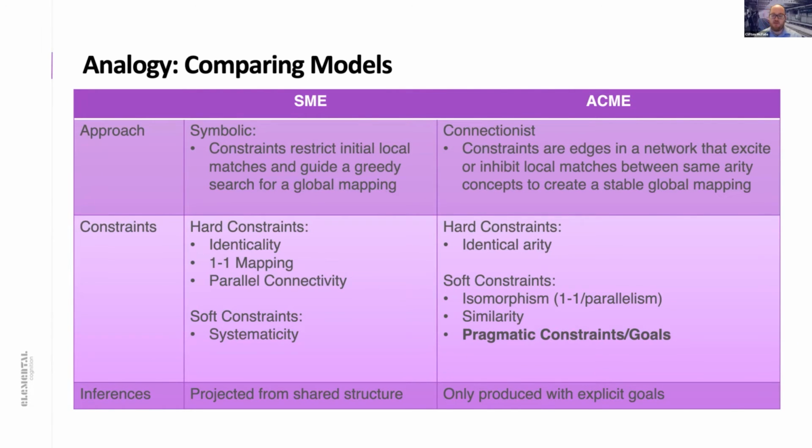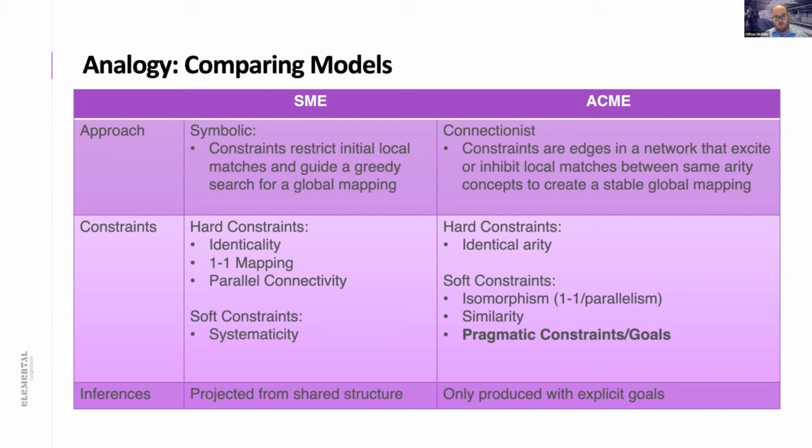They also use similarity, which is a function of how similar predicates are. And perhaps most interestingly, they allow pragmatic constraints and goals to influence the mapping. So you can say, for instance, I really want to align myself to the hero of the story, and that's going to influence the mapping process itself, which is an interesting feature. And there's some debate over whether that's actually a good or a bad thing. Another thing that's interesting is that SME is able to project inferences from shared structure, whereas ACME is not. It produces inferences from explicit goals.